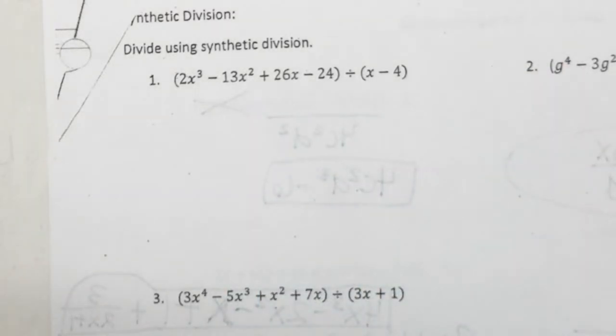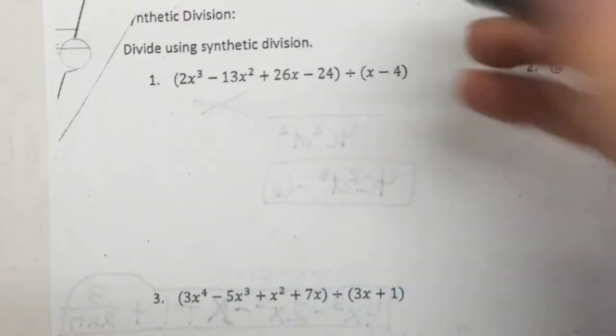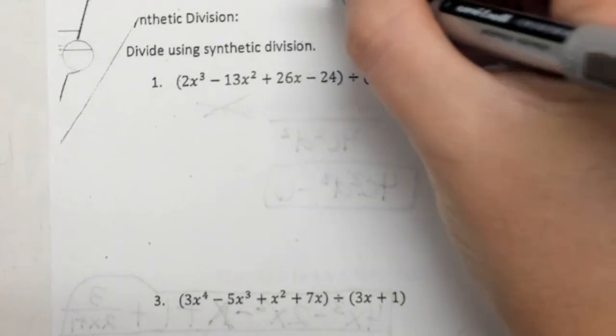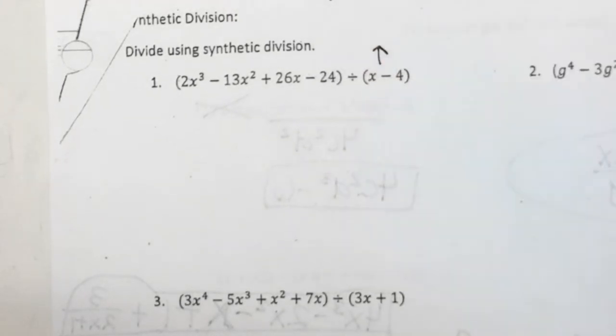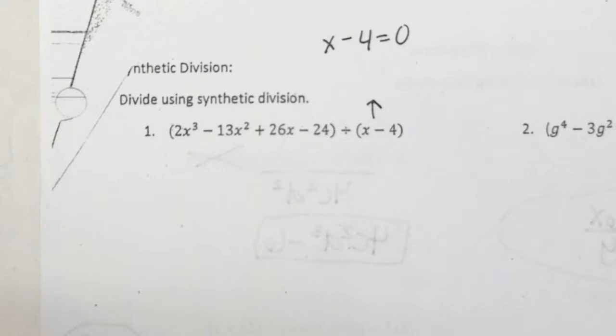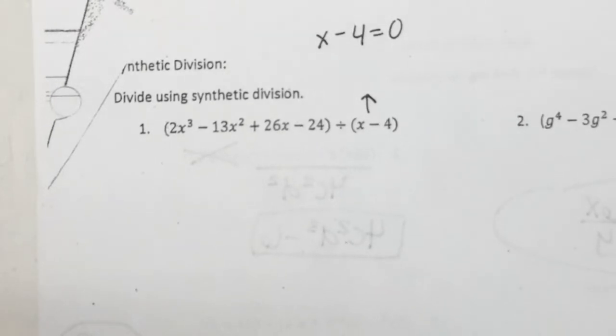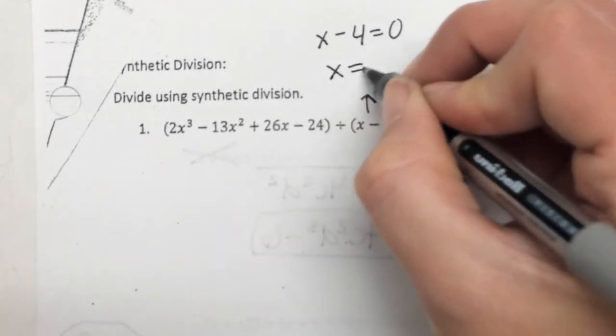Alright, so the first thing you're going to do for synthetic is take your dividing term and set it equal to 0. It's a lot different than long division. And then solve for x. When we solve for x, we'll get what? Yep.